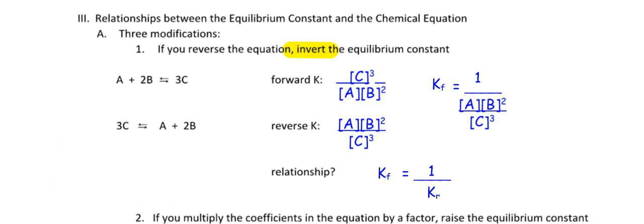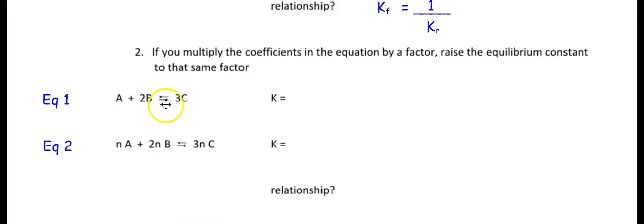Okay, let's look at the second one. If you multiply the coefficients by some factor n, you're going to raise the equilibrium constant to the same factor. Is this important? We're going to come back to this in section 4 of 14, 14.4, to see why this is an important idea. So if you multiply the coefficients in the equation by a factor, you're going to raise the equilibrium constant to that same factor.